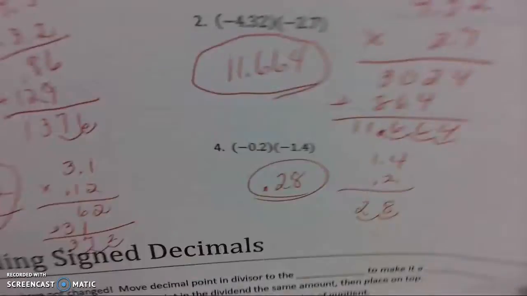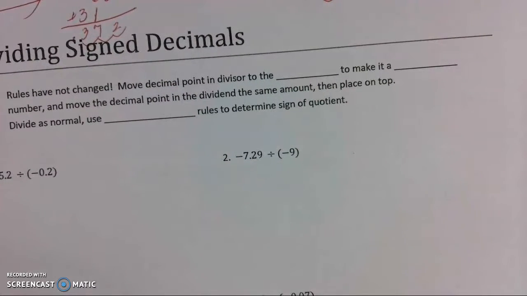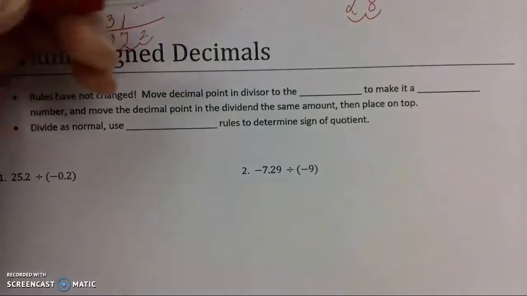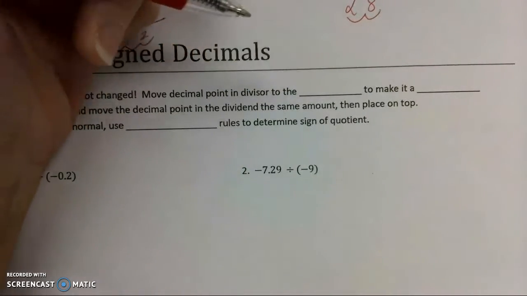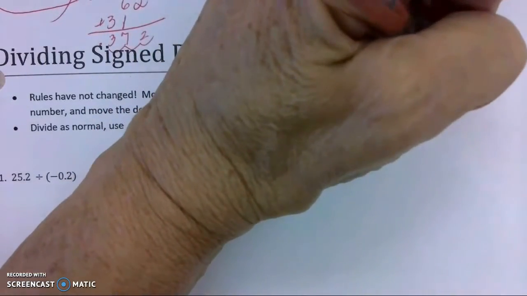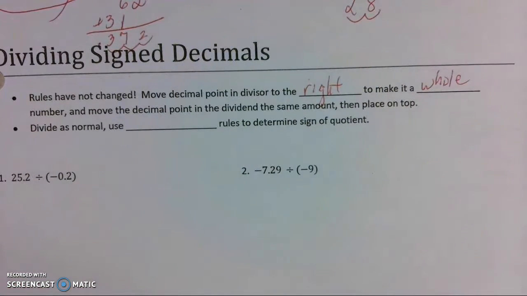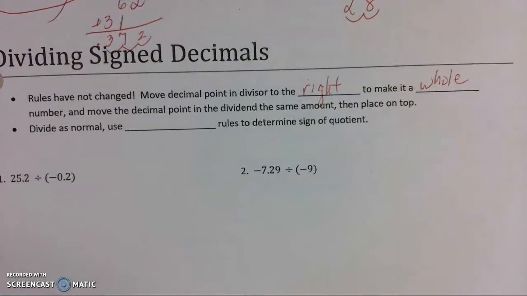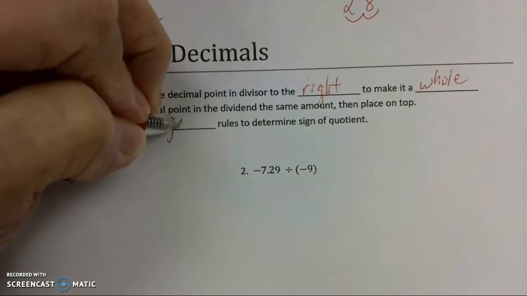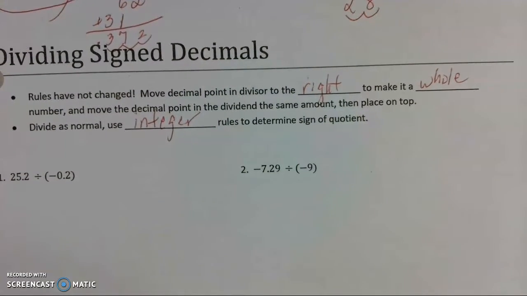Okay. Now, when we're dividing, rules again have not changed. If I'm dividing by a decimal, I have to move the decimal point in the divisor to the right to make it a whole number. Move the decimal point in the dividend the same amount, and then put that decimal point up on the top. Divide as normal. Use integer rules to determine the sign of the quotient.